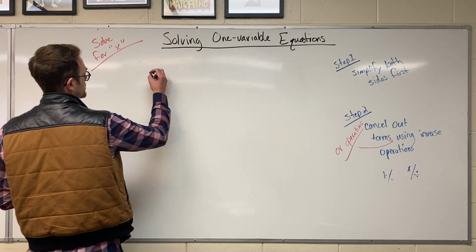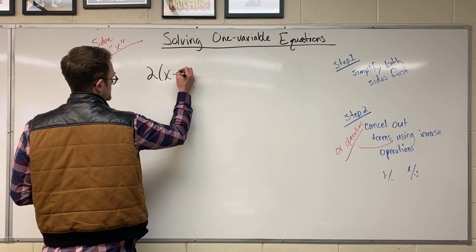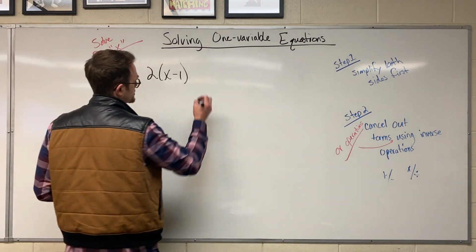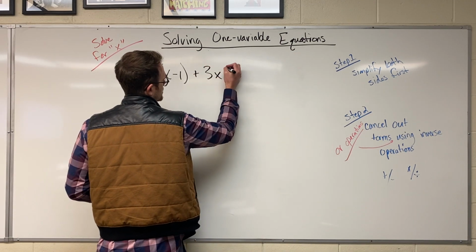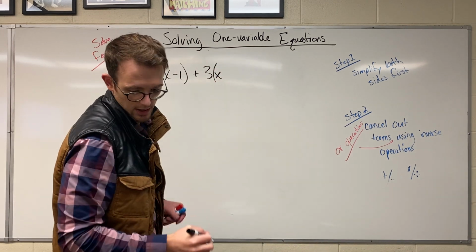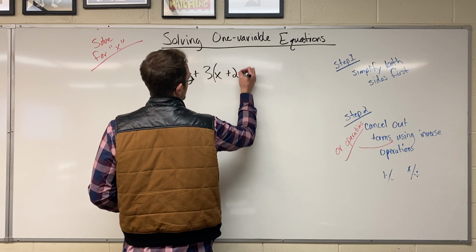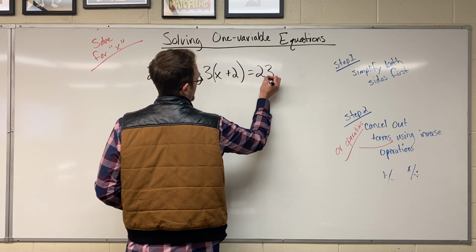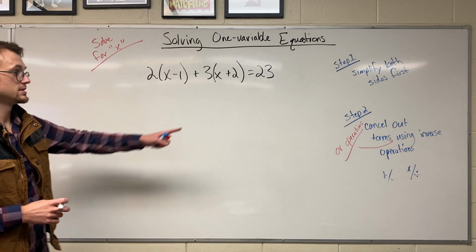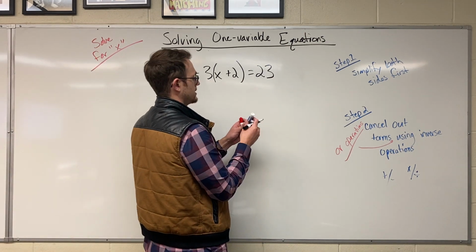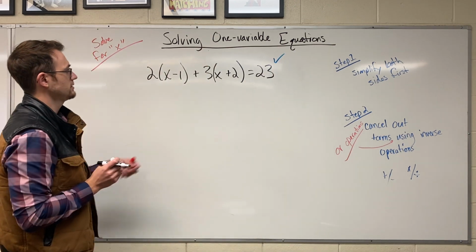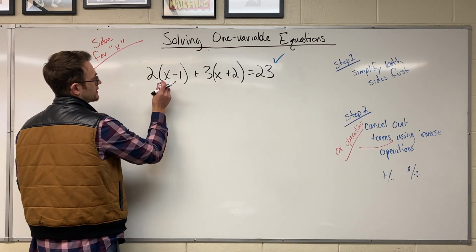So let's do 2 times x minus 1 plus 3 times x plus 2 equals 23. Okay. So, simplified. I like it. I like it a lot. We're golden over here. All right. Not over here. Not golden over here.